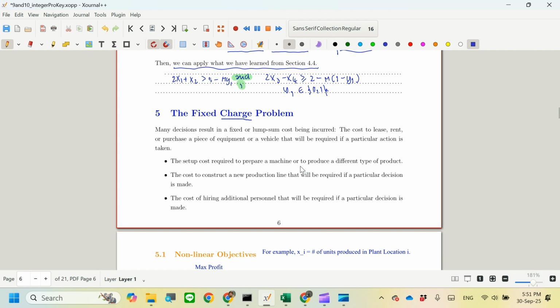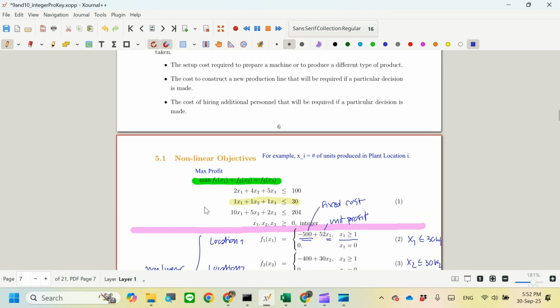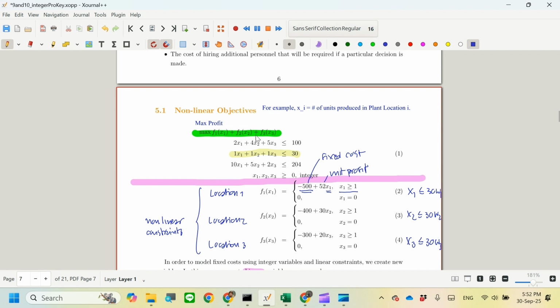in order to produce. The problem can also be applied to the cost to construct a new production line that will be required if a particular decision is made, and also the cost of hiring additional staff that will be required if a particular decision is made. So let's look at the first problem.